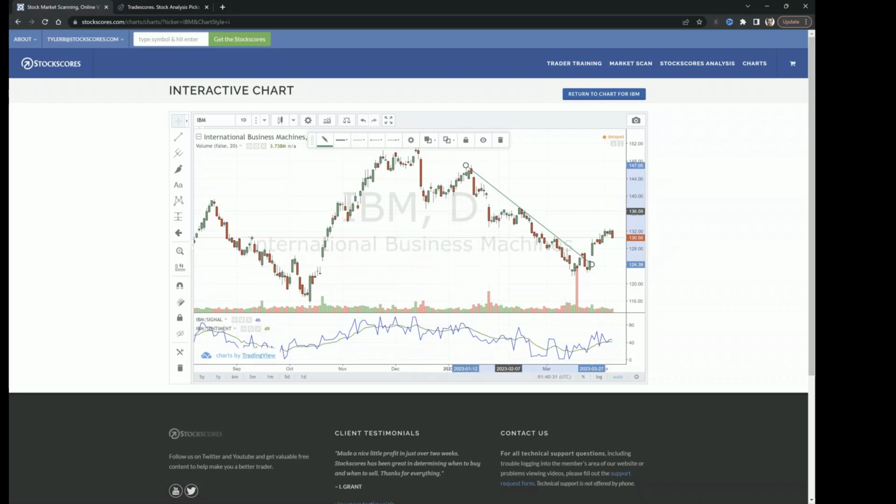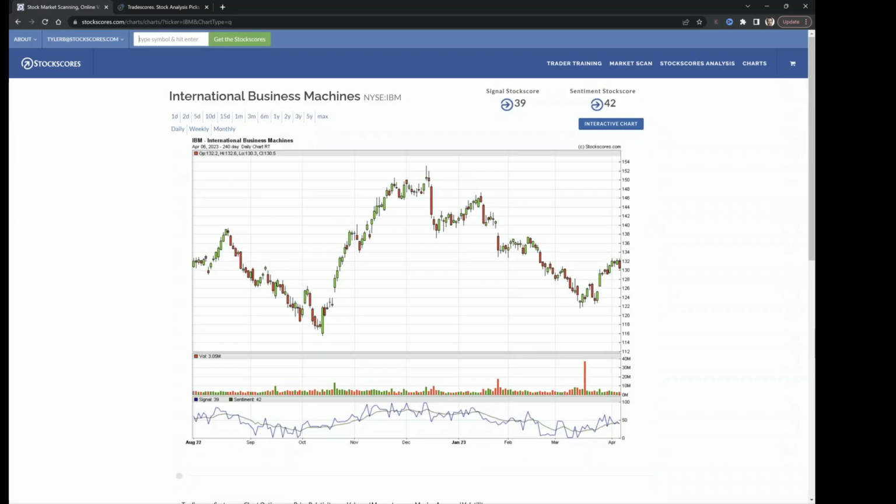So for those who like to do a little more messing around with their charts and that sort of thing, there's interactive charts as well. I like to go through charts quick, so I tend to use the quick charts. That's what these are called. But both are available to you, and this is all free. You don't have to be a member to use these charts.